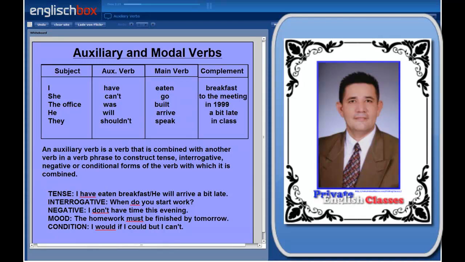Auxiliary verbs can normally only be used with a main verb. So if we look at the examples in the table, the first example says I have eaten breakfast. Here the auxiliary is have and the main verb eaten. She can't go to the meeting. The auxiliary can with the main verb go. The office was built. The auxiliary to be with the main verb build. He will arrive. The auxiliary will with the main verb arrive. And they shouldn't speak. The auxiliary should with the main verb speak.